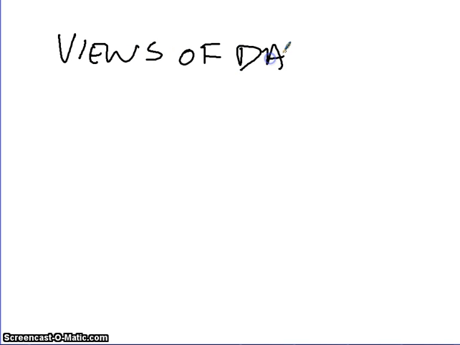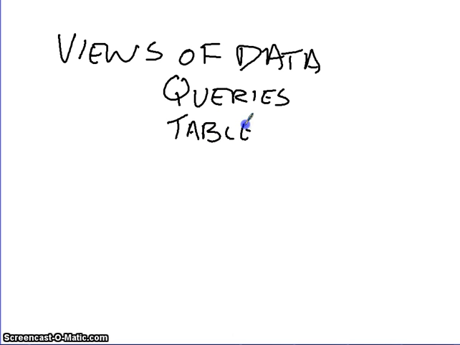Now, the database management system presents views of data, and those views of data can be anything. Again, we're looking at queries, tables, and reports. And these different views of that information allow the work to be done.